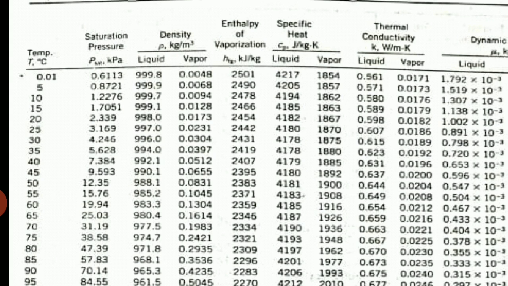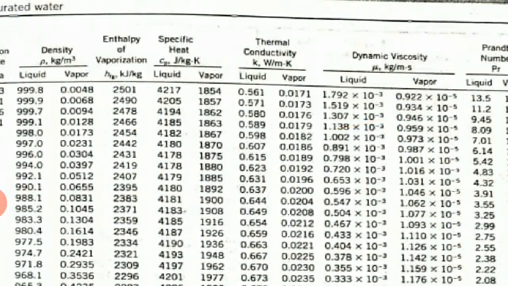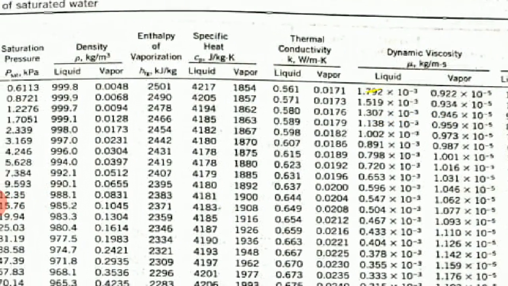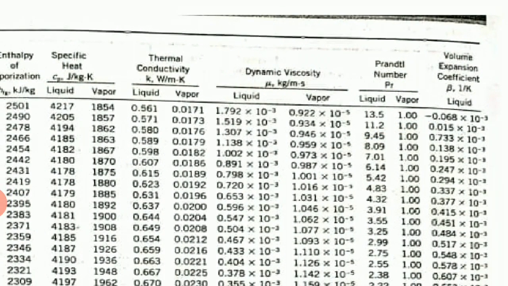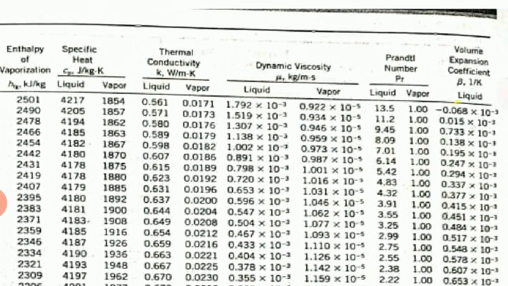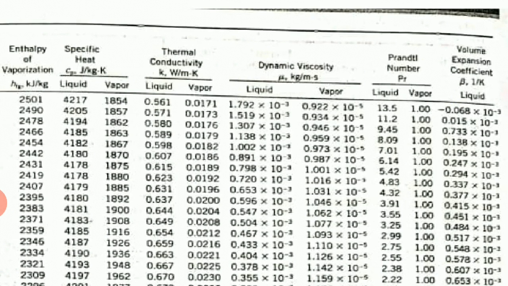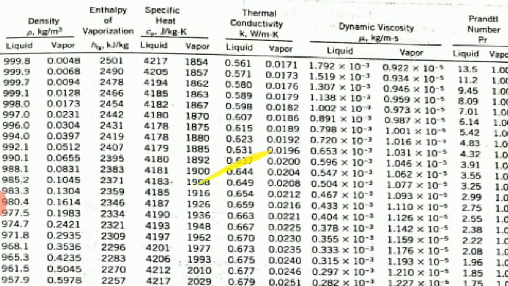As I told you earlier, liquid is indicated by L, so Cl and Cv. Thermal conductivity is also given, Kl and Kv. Dynamic viscosity is also given, which is mu L and mu V. Prandtl number is also given, and volume expansion coefficient beta. Beta is nothing but 1 upon Tf, if required, we can use this. What is Tf? Tf is the film temperature.